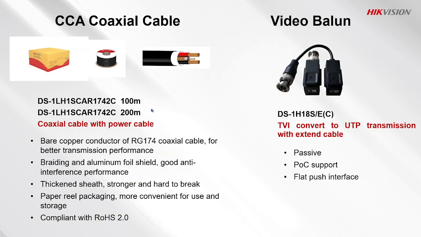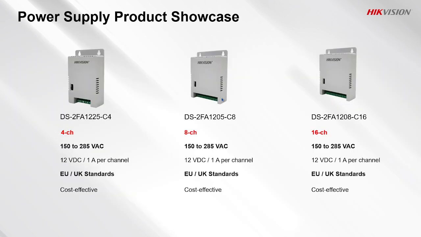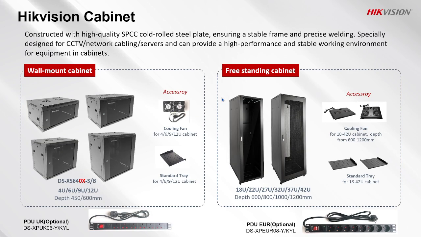Now in the coaxial cable family, we have the CCA coaxial cable and the video balun for different deployments. Of course, we give you a CCTV power supply with multiple configurations: normal up to 60 meters, long with 85 meters, then extra long with 110 meters. You can adjust this power supply based on the distance your cameras are installed. We have a 4-channel, an 8-channel, and a 16-channel power supply.